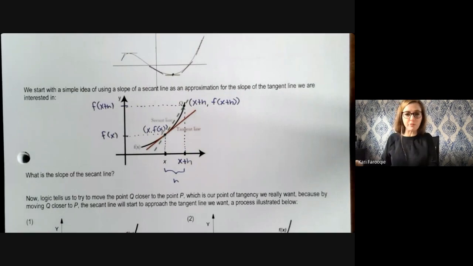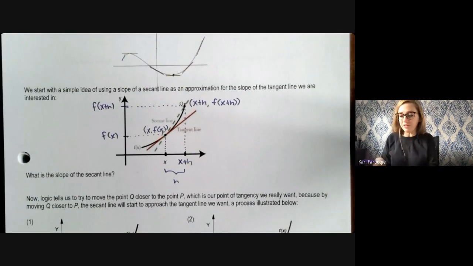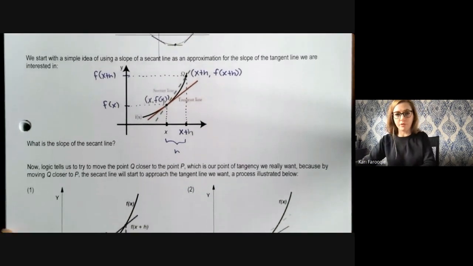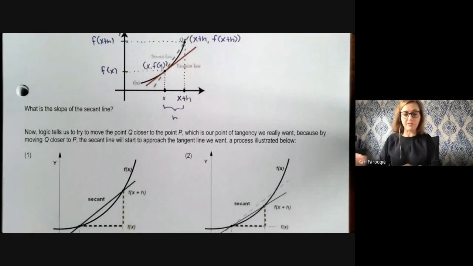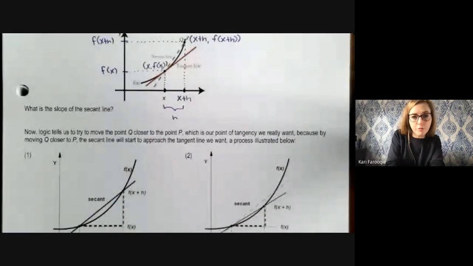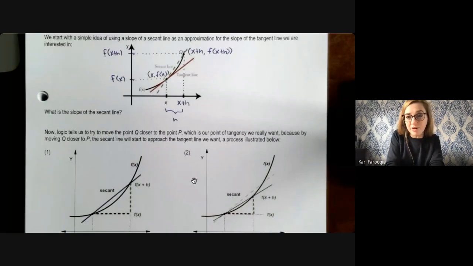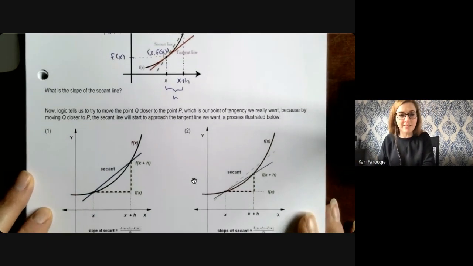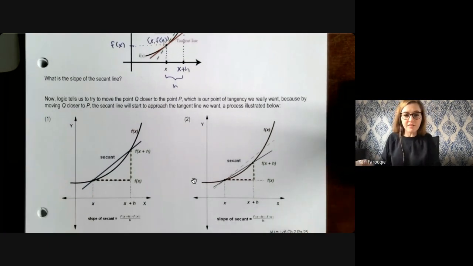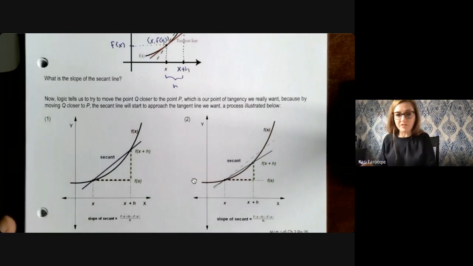So the question is, what's the slope of the secant line? You'll see that we have some information down here that pulls all this back together. Maybe I should zoom out a little bit, but I'm going to have a hard time zooming it back in exactly the way I want it. That's all right. Okay. So the idea here is that we can come up with the slope of the secant line by taking the change in y over the change in x.